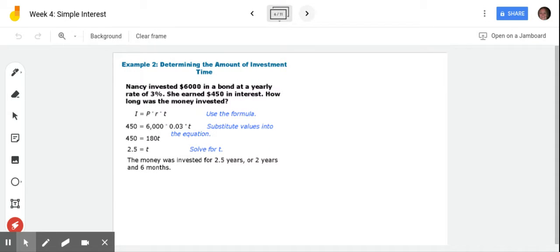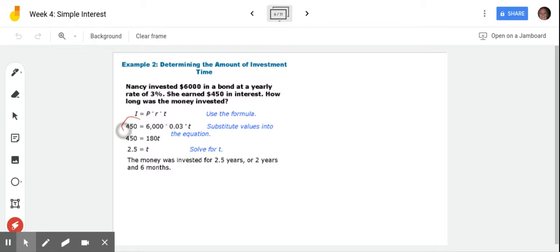Nancy invested $6,000 in a bond at a yearly rate of 3%. She earned $450 in interest. How long was the money invested? Okay, so now we're looking for the T. They gave us how much she got, they gave us the principal, and they gave us the rate. We're trying to find how much time there was.